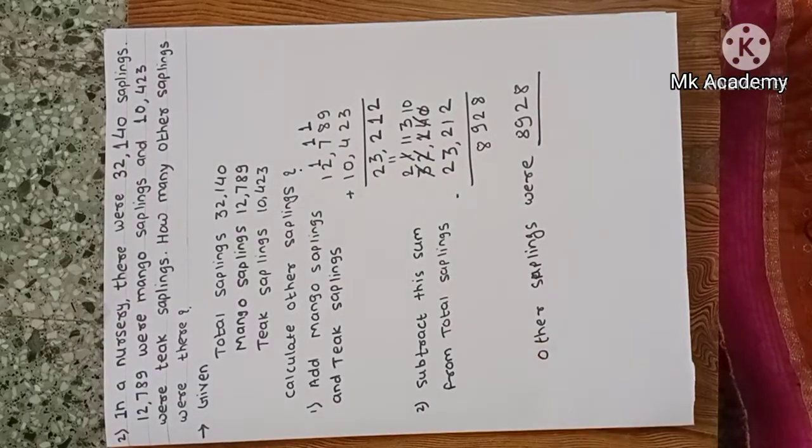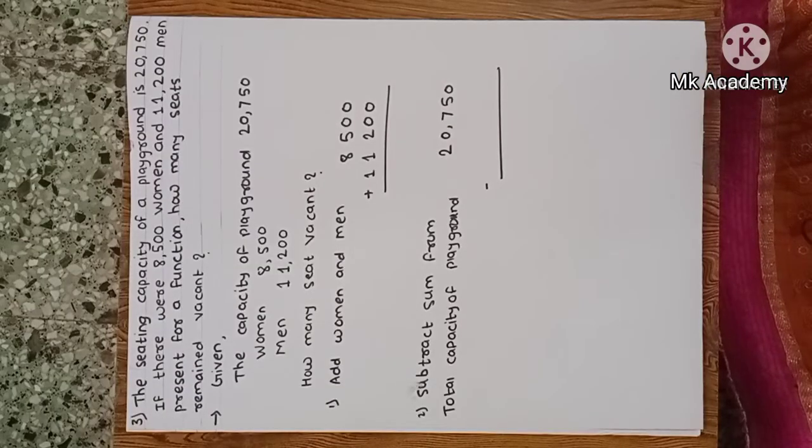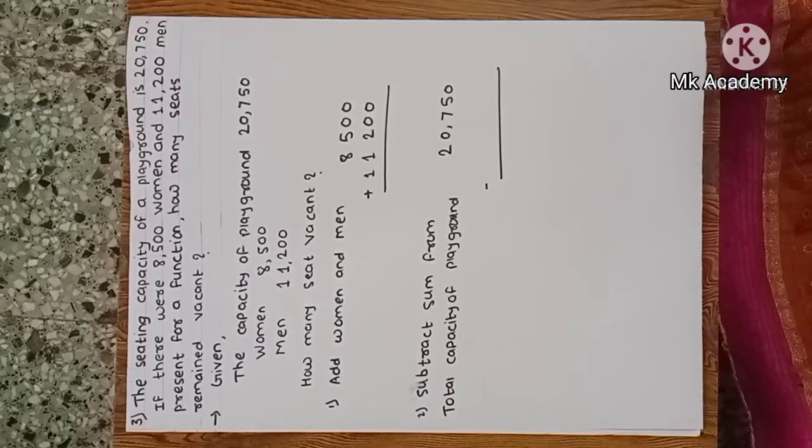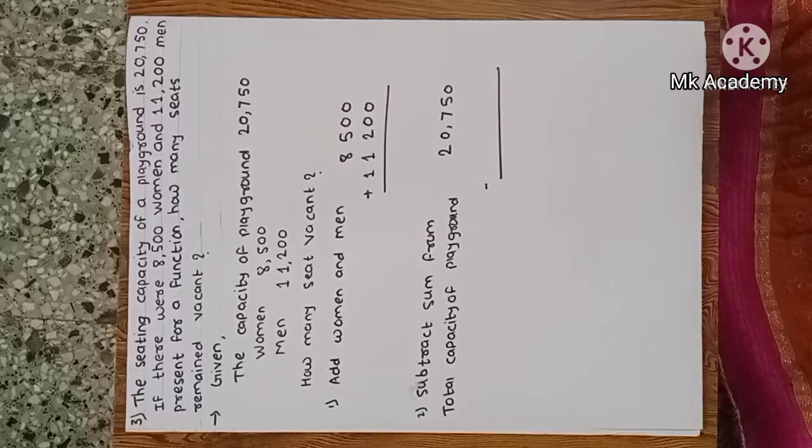Now see the next example. Third, the sitting capacity of a playground is 20,750. If there were 8,500 women and 11,200 men present for a function, how many seats remain vacant?